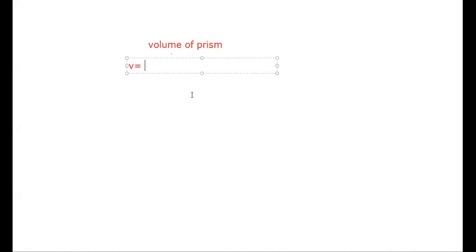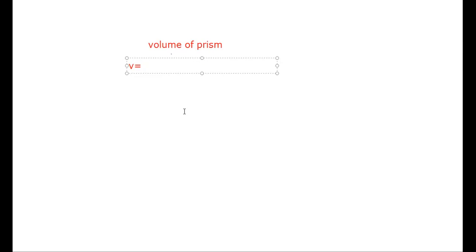Volume is the amount of space inside a figure. The amount of space inside the shape, right? Who can say again what is the meaning of volume? The amount of space inside the figure. Thank you. How can we calculate the volume for any figure?